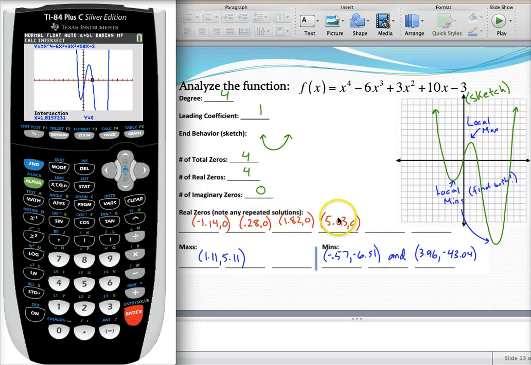I'm not going to find these last two. I trust that you guys can figure out how this works. Maybe you want to try it using the other method, the left-bound, right-bound method. But there are 2 ways you can find the coordinates of the real zeros using your calculator.